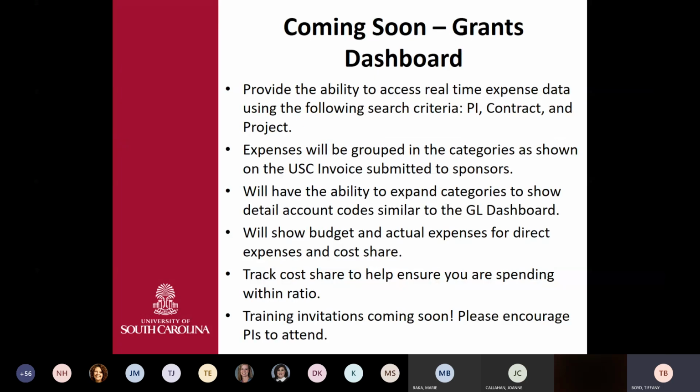So some exciting news is that we are working on a grants dashboard, and that will be coming soon. So you'll see some communications via email coming out about that, about some webinars and some training. So the grant dashboard will provide the ability to access real-time expense data, and you'll be able to search by PI, by the contract number, or the project number. And the expenses will be grouped in the categories as shown on the USC invoice submitted to sponsors.